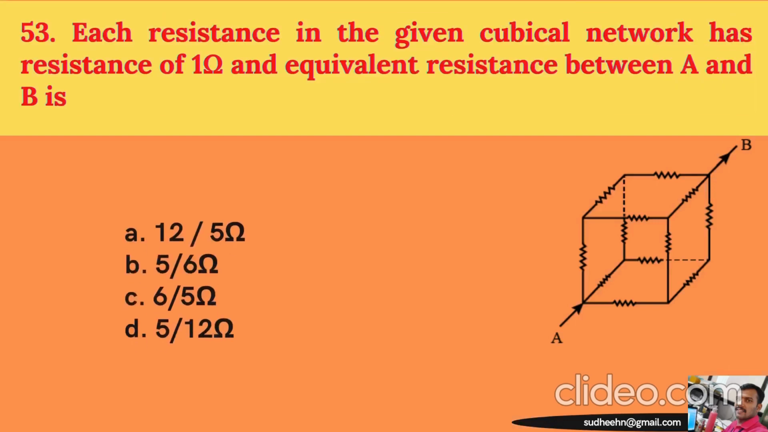Question number 53. Each resistance in the given cubical network has a resistance of 1 ohm, and the equivalent resistance between A and B is: option A 12 by 5 ohms, option B 5 by 6 ohm, option C 6 by 5 ohm, and option D 5 by 12 ohm. And the right answer is option B, that is 5 by 6 ohm.